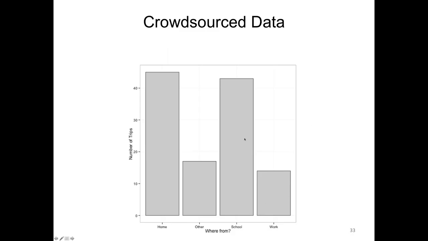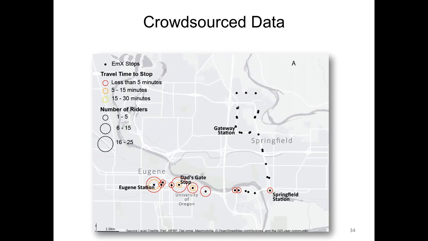We get a sense of the number of trips with, did people come from home? Did they come from school? Did they come from work? Or did they come from somewhere else? We can make these questions a lot more detailed. But what we can see here, and again, this is very intuitive, is that we're looking at students that came from their dorms or from home, and they're going back and forth from home to school.